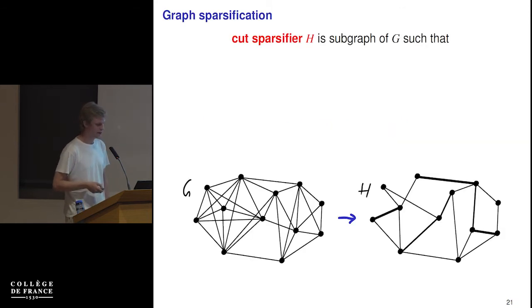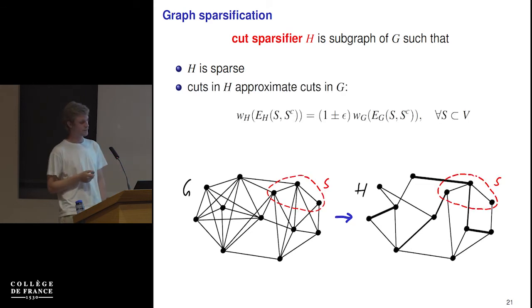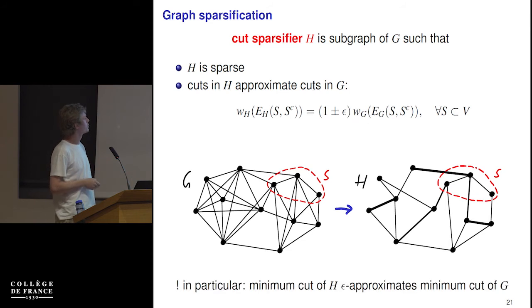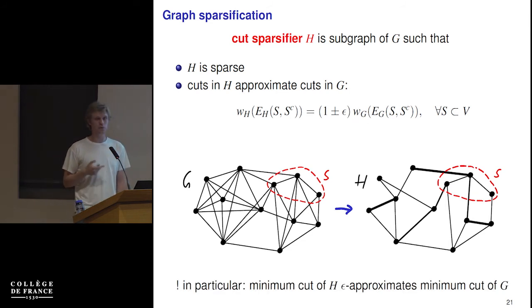So what's a graph sparsifier? Slightly more specifically, a cut sparsifier of an input graph G is a subgraph H which is potentially reweighted. So I'm putting some edges thicker here because we're taking a subgraph, but potentially we're increasing the weight of certain edges, so that H is sparse, which is the whole idea of sparsification. And every cut in H, so if you take a subset S, we look at the weight of edges that cross this cut, should epsilon approximate the weights in the original graph. And this should hold for every subset S. In particular, this implies that the minimum cut of H should epsilon approximate the minimum cut of G.